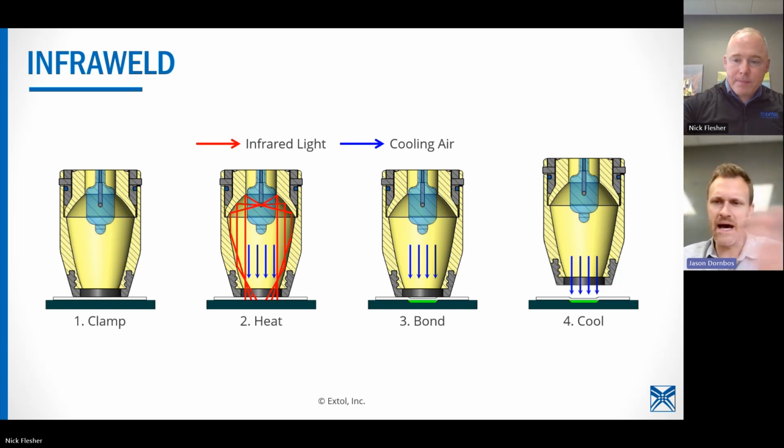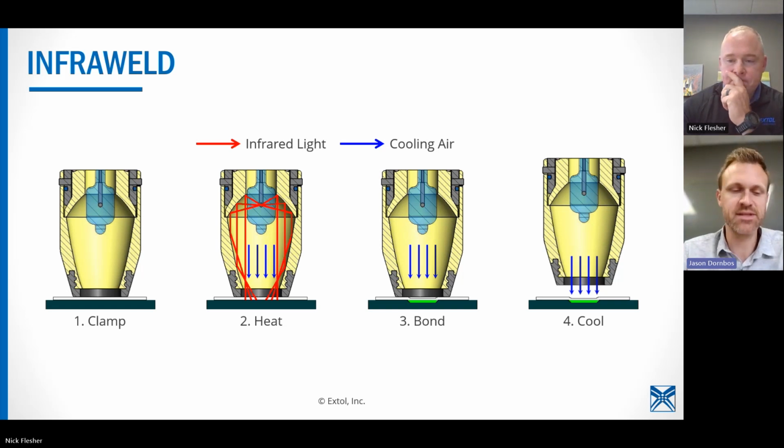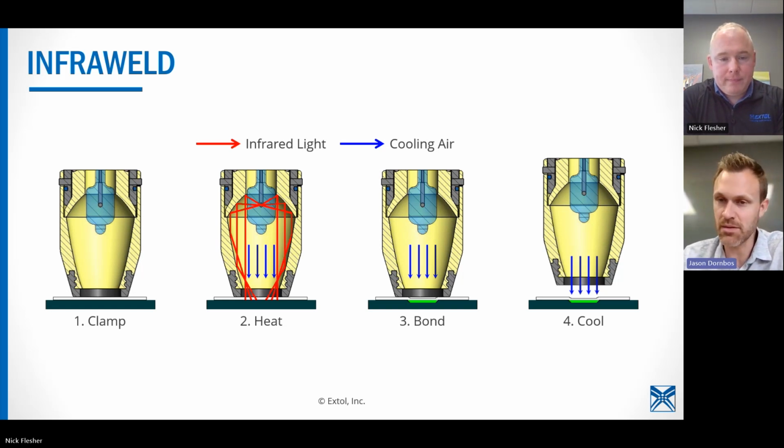InfraWeld is more of a module style welding solution. It was developed to put components on the back side of automotive headliners. It uses infrared energy. It focuses the infrared energy just like InfraStake, but it focuses it in a different spot. So here we are shining that infrared energy through a semi-transparent component, something that's transmissive of IR, and then that's being absorbed by the back side of a headliner.